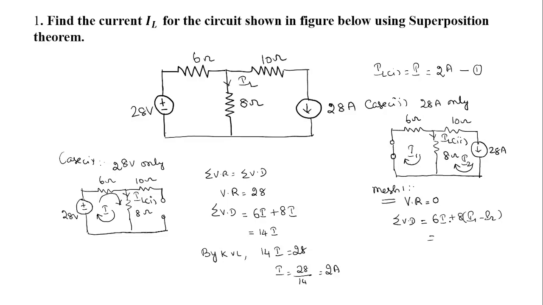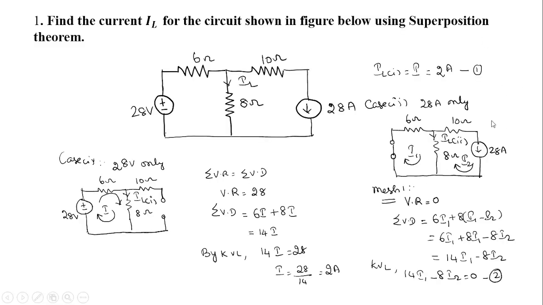So on simplification, this is 6I1 plus 8I1 minus 8I2. On simplification, 14I1 minus 8I2. So the KVL equation for mesh 1 is 14I1 minus 8I2 equal to 0. So let this be the second equation.